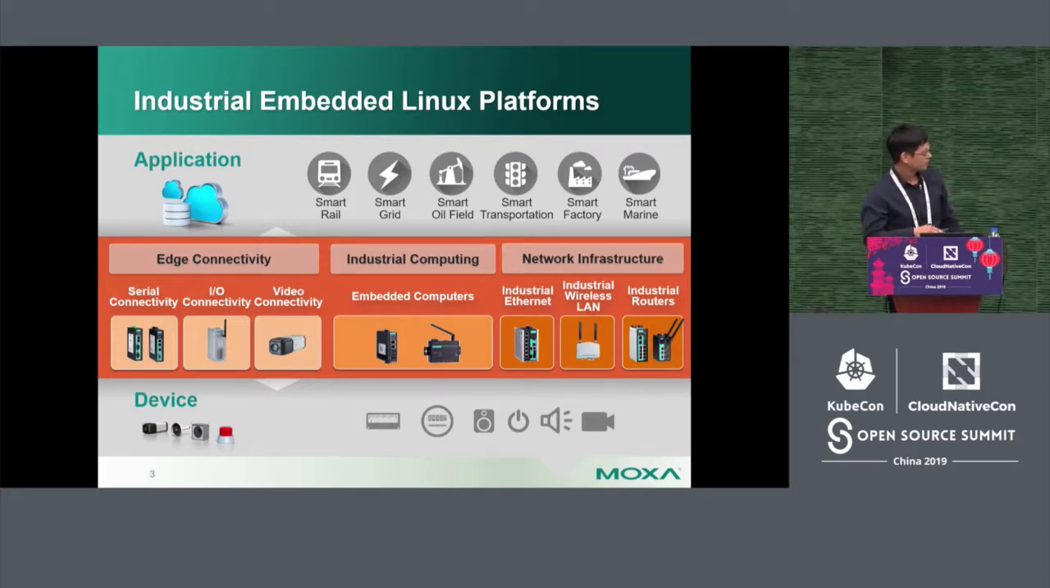Industrial platforms include edge, industrial computing, and network. According to the variety of industrial applications, such as rail, smart grid, and energy, this type of product covers a quite wide range. We can have a microcontroller or a server level, so we might have a lot of choices.